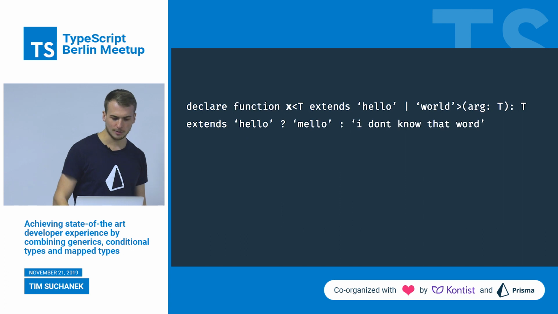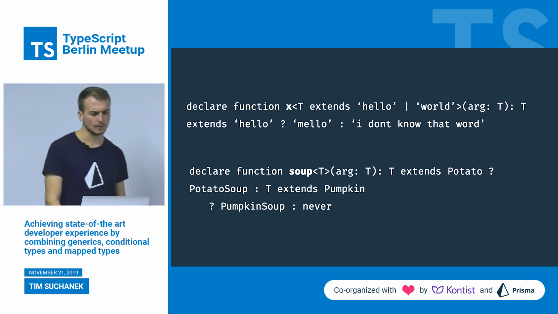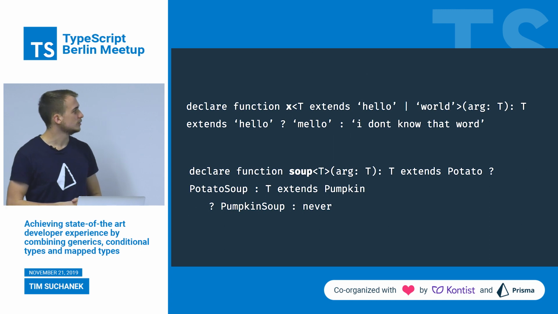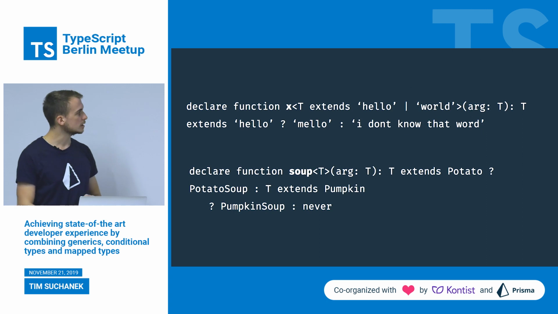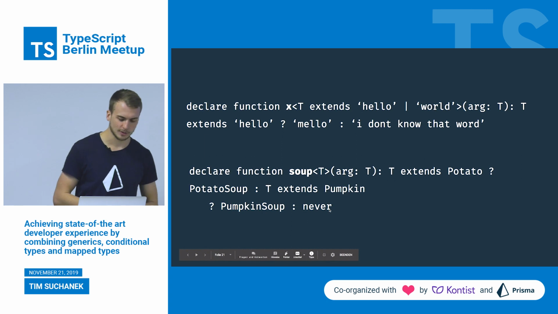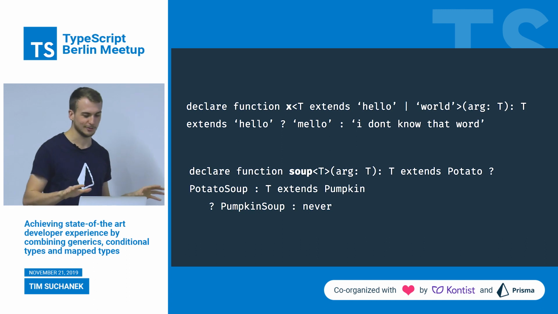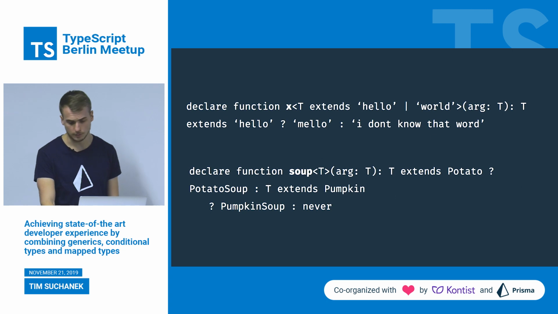And you can also have something that is a little bit more complex. We could say let's cook a soup, and if T is a potato, then our soup will be a potato soup. If T is a pumpkin, then we want to make a pumpkin soup out of it. And now we see this keyword called never here. And never, in TypeScript, is basically a type error. So that means it's not a correct type, it's nothing, it's not a thing. And this never type will later also be used a lot.